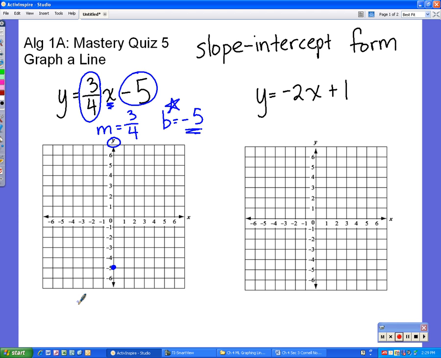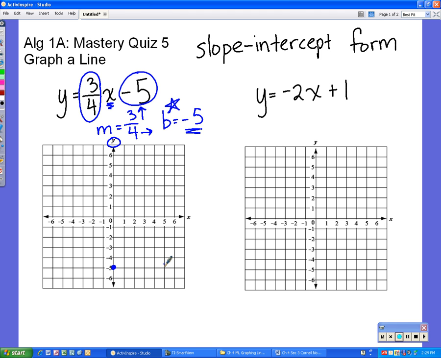Next, we have to find at least one more point to make a line, and we use the slope to do that. Remember that slope is rise over run. So 3 is our rise, 4 is our run. Since this fraction is positive, our rise is up for positive. 4 is our run, it always goes to the right.